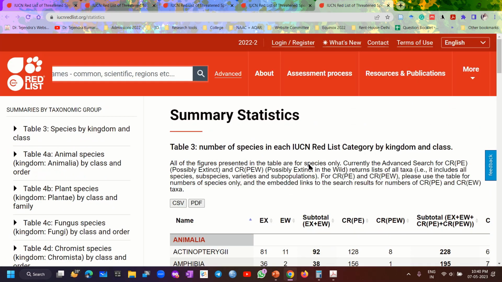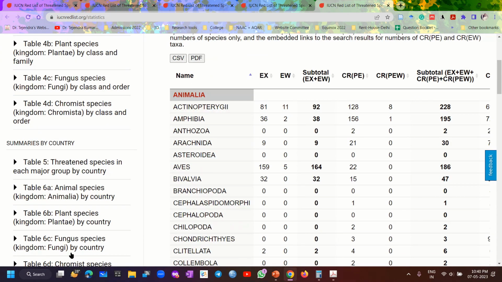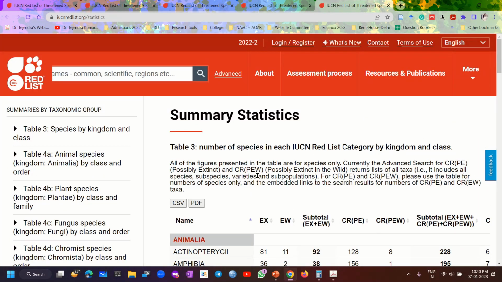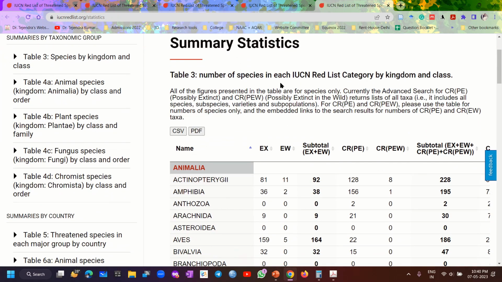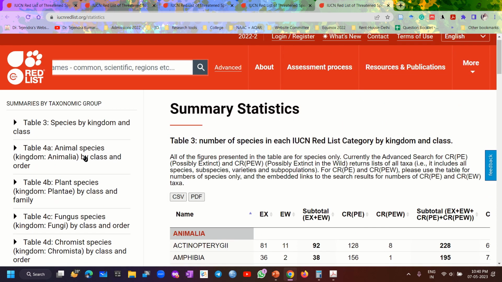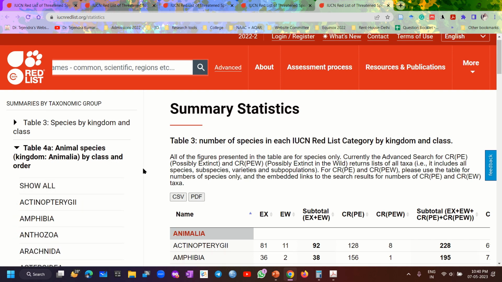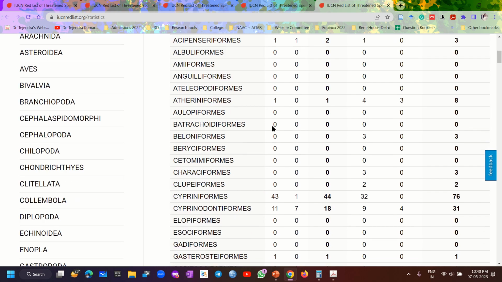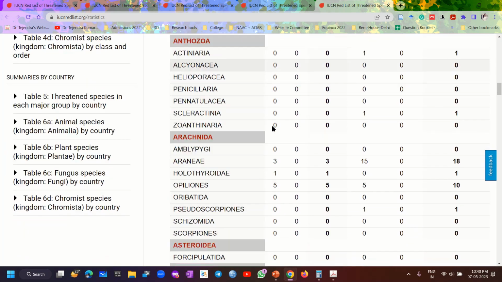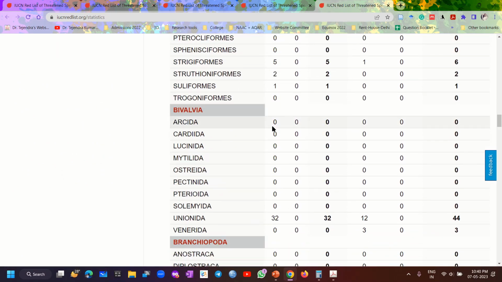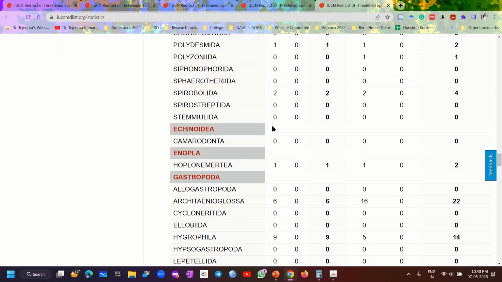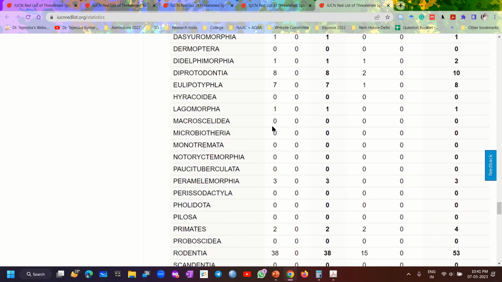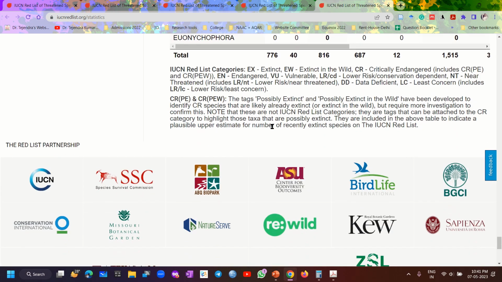If you want to see the summary statistics, then go to the tables, and you will find which table you want to see. So click on that and you will find it. Summary statistics are available here. If you want to see the summary statistics of the Animalia, I'm clicking here. And if I want to see all animals, I click here, and here you can find all the groups, taxa, and the number of species in each group, under which category they are.